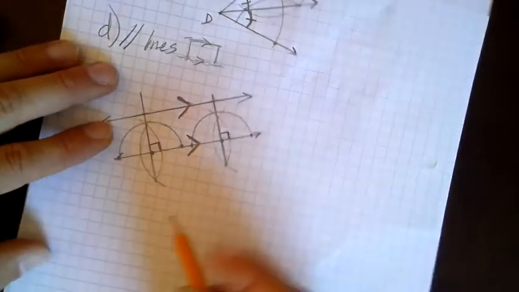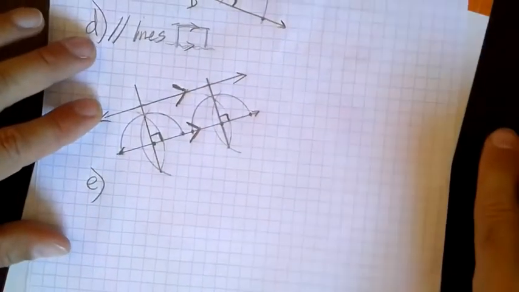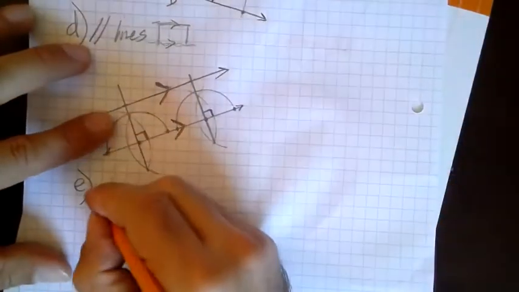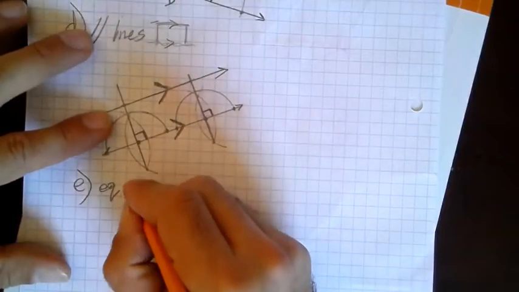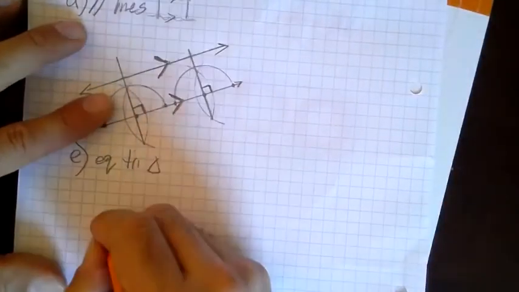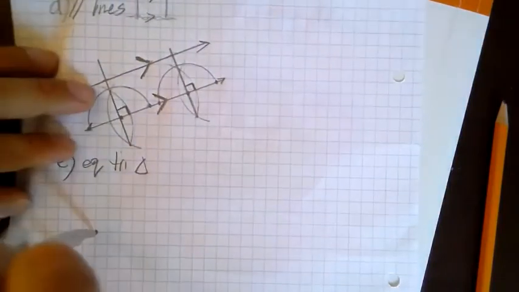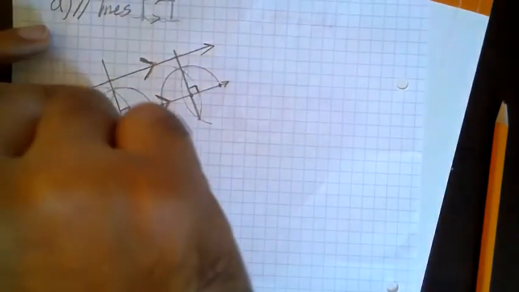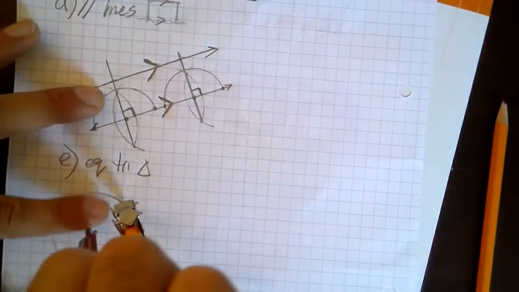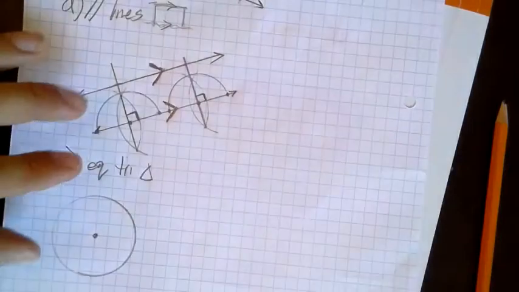Next, equilateral triangle. Starting at a point, I'm going to make a circle. All these are inscribed in a circle, and really we use the circle and what we know about the circle. You know, it has the same radius, all that. We use the circle to get an accurate reading here.